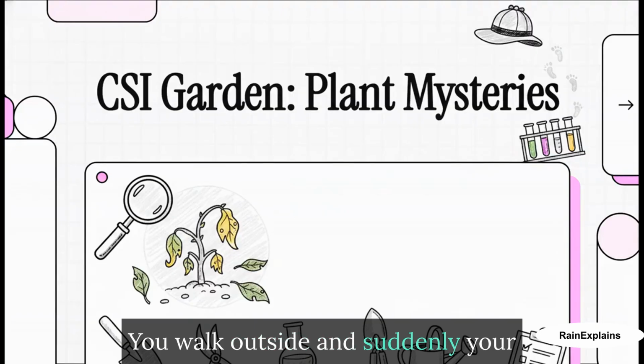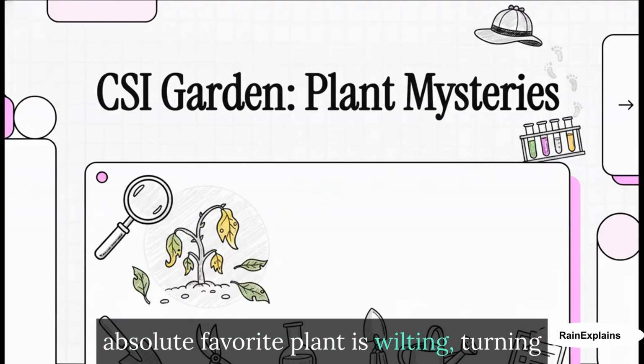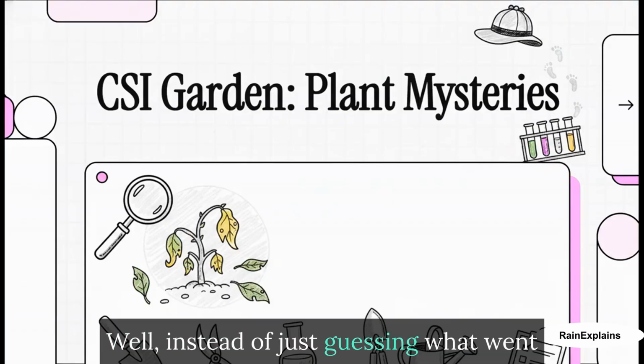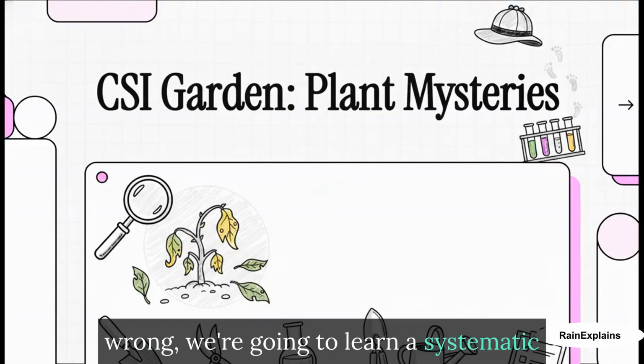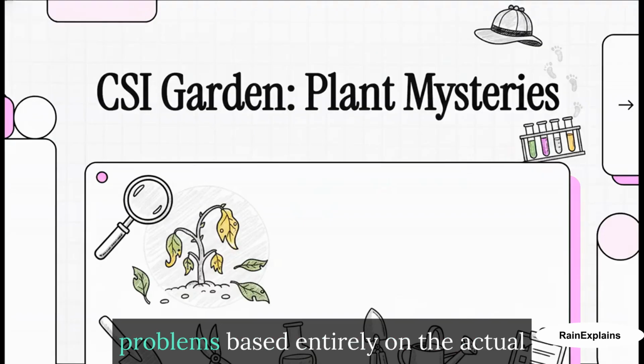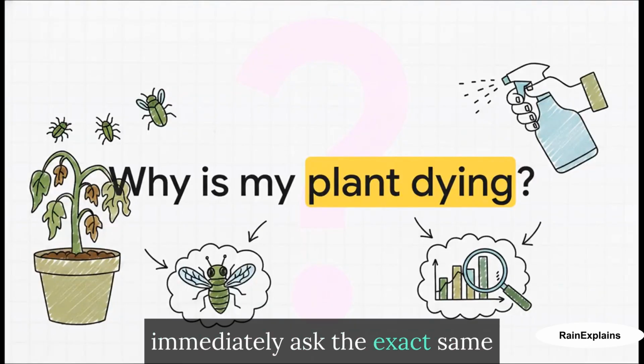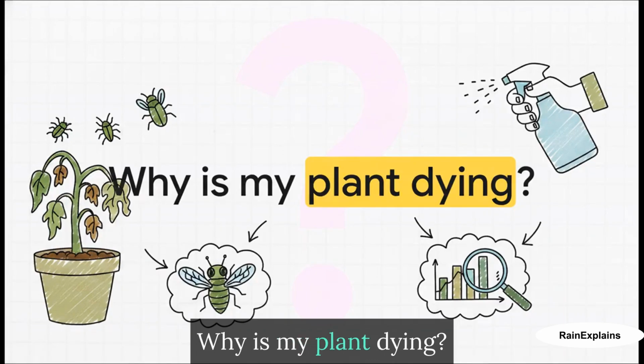You walk outside and suddenly your absolute favorite plant is wilting, turning yellow, or just randomly dropping leaves. Well, instead of just guessing what went wrong, we're going to learn a systematic forensic approach to diagnosing plant problems based entirely on the actual evidence. So when a plant wilts, we all immediately ask the exact same question, right? Why is my plant dying?